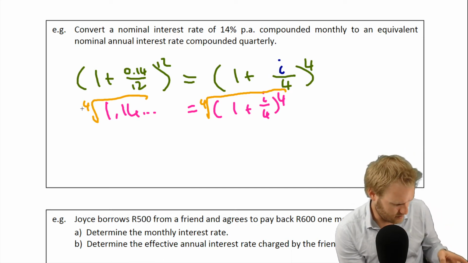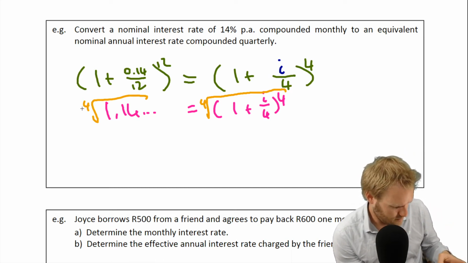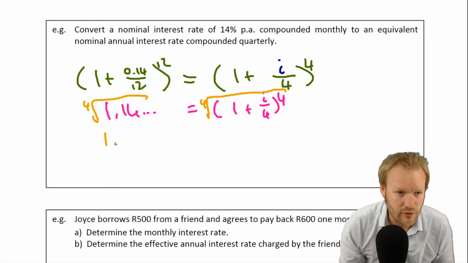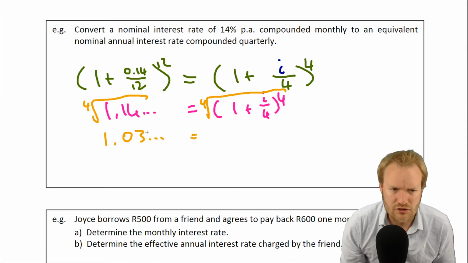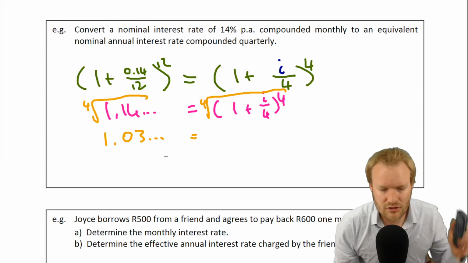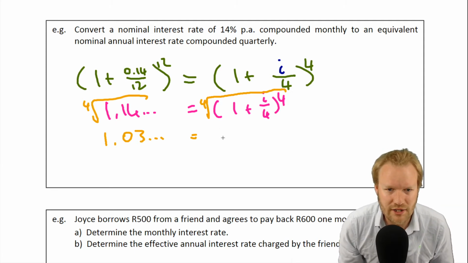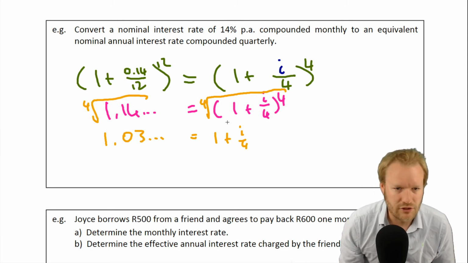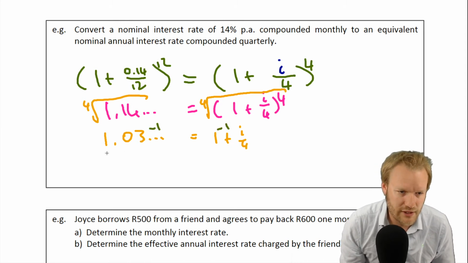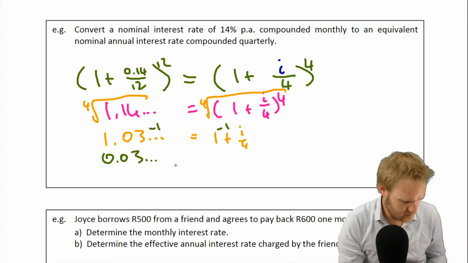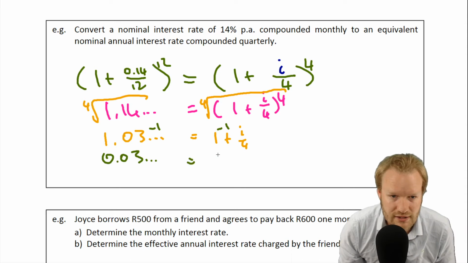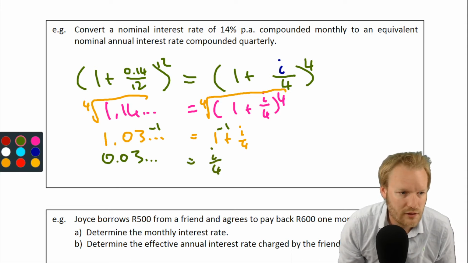I'm just going to press shift 4th root of the answer, and we've got 1.03 something. Let's not waste our time writing all these decimal places because the calculator is going to hang on to that for us anyway. And that equals 1 plus i over 4. So what do we do next? Minus 1, minus 1. That we can do quite quickly, and that's equal to i over 4.